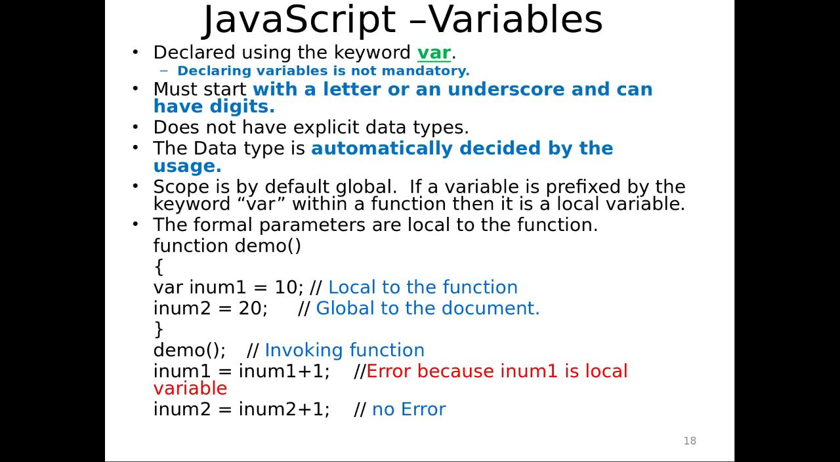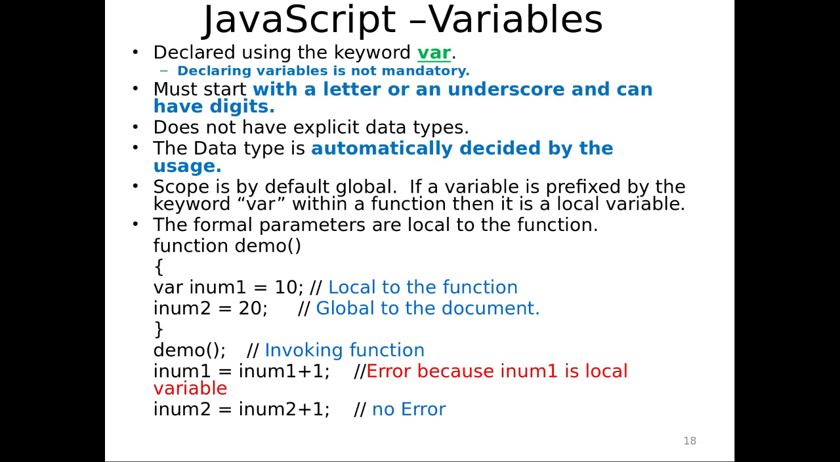And the default scope is all global. Okay. The default scope is all global, but one point to remember is when you use the keyword var within a function, then the scope gets restricted to local.